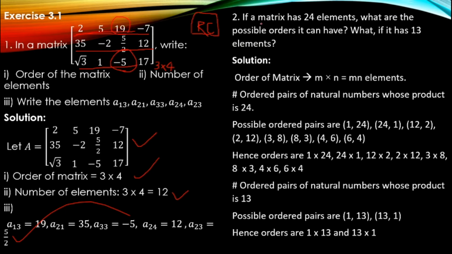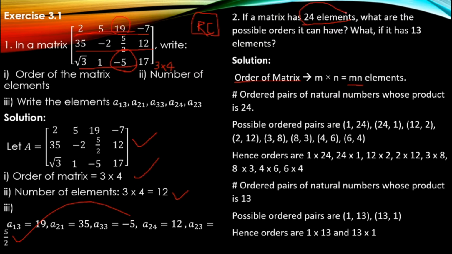Now second: if a matrix has 24 elements, what are the possible orders it can have? What if it has 13 elements? Solution: what is the order of the matrix? How do we go for order of matrix? m by n. So we know that when we multiply the order of the matrix, we get the number of elements, right? mn.